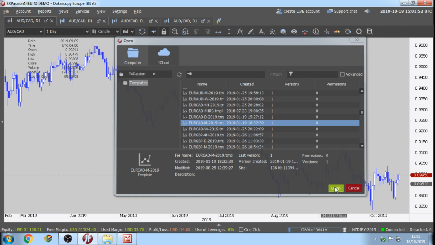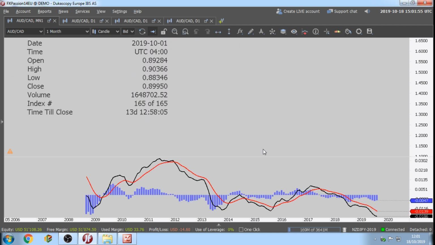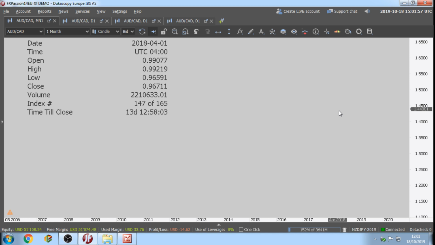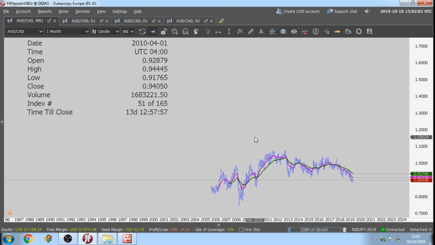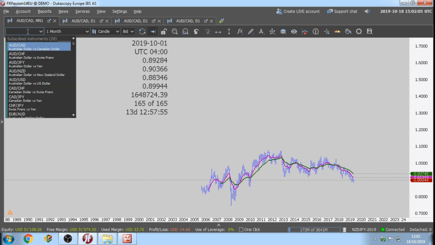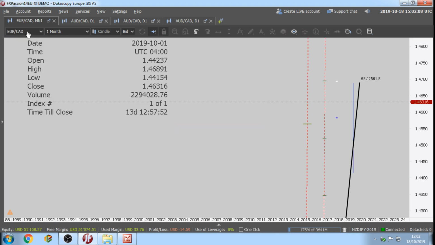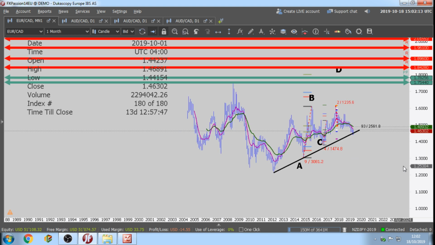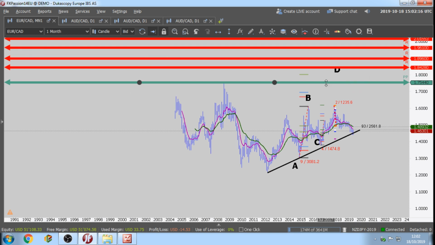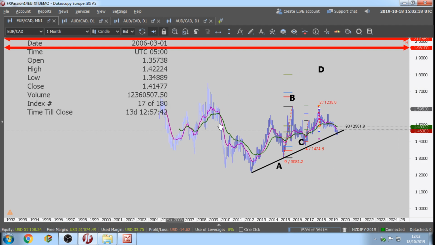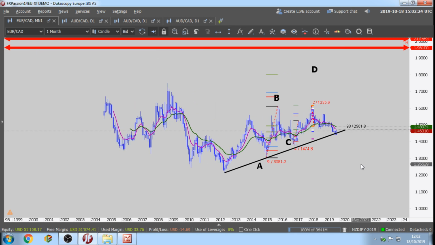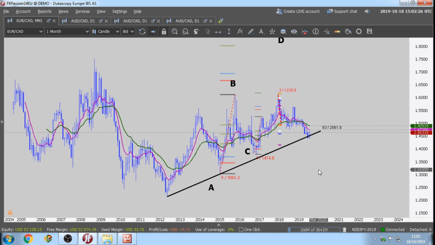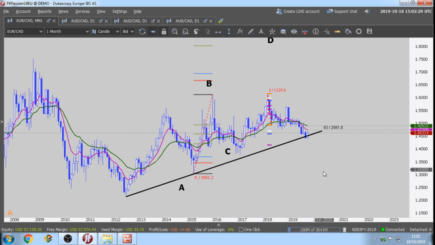EuroCAD monthly chart, open. And I'm going to delete the indicators, everybody. Where is EuroCAD? Okay, so delete, delete, delete, delete. EuroCAD monthly chart. There you go. What do we have here? I'm going to delete this one.